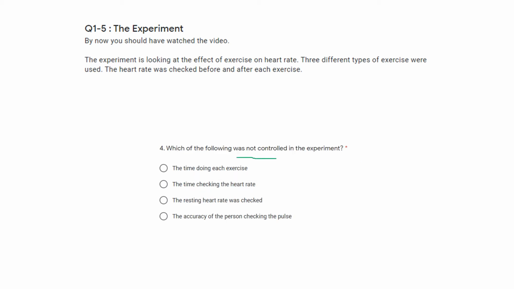Which of the following was not controlled in the experiment? The time doing the exercise was 1 minute every time. The time checking the heart rate was 1 minute every time. The resting heart rate was checked, or the accuracy of the person checking the pulse. This was not controlled. We could not control how accurate the person was. If we use the machine, we would get a more accurate reading.